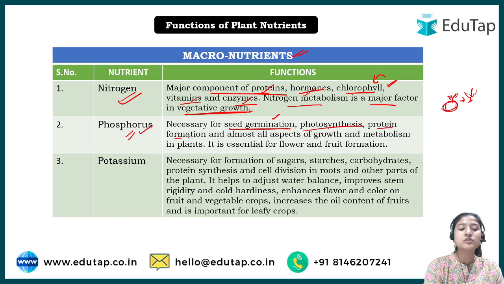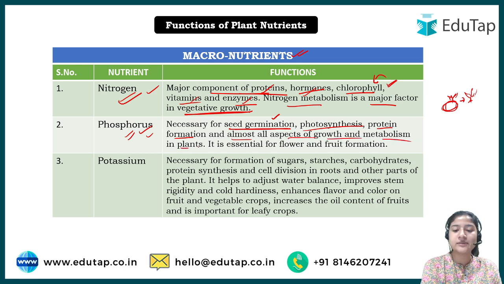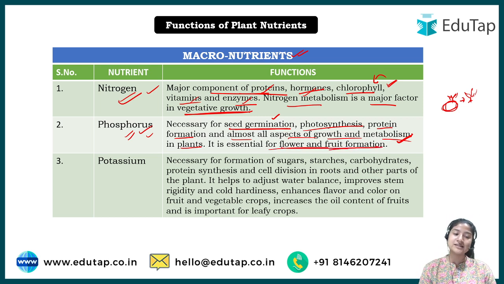For protein formation, now do not get confused that nitrogen is also used for protein formation, and we are saying phosphorus also, because while performing a particular task there can be a situation when more than one nutrient is required, and that is why these are the macronutrients. They are required in larger amounts because they have more functions to perform. Almost all aspects of growth and metabolism in plants, phosphorus is important. That is why it is a primary nutrient, and it is essential for flower and fruit formation. While forming flowers and fruit, phosphorus is required.